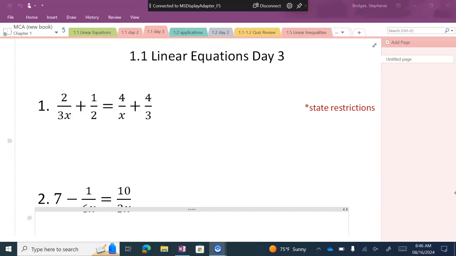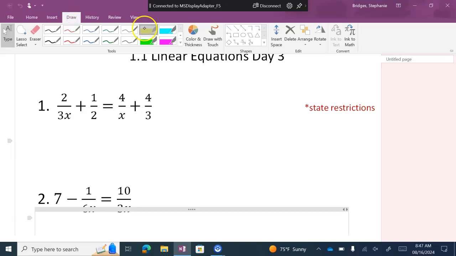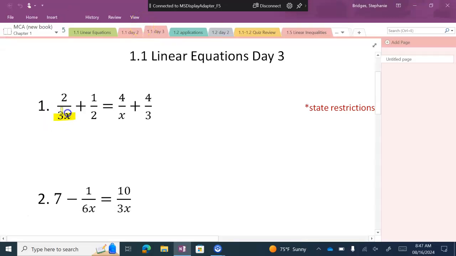Okay? How do I do that? What I have to do is look at every denominator that has a variable in it, and decide what number is going to make that denominator turn to 0. I am not going to be able to have that number as a solution, so therefore that is going to be my restriction. All we have to do is pay attention to the denominators that have variables in them. I'm going to start with this first one.